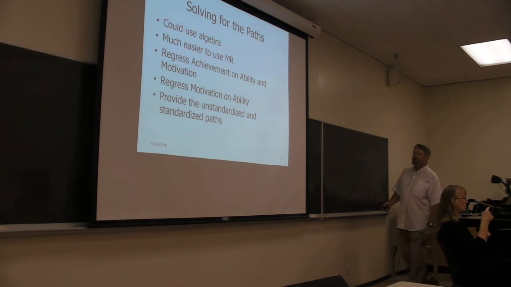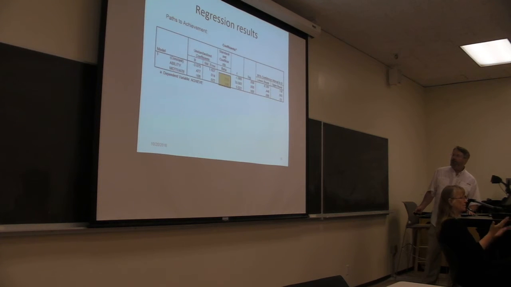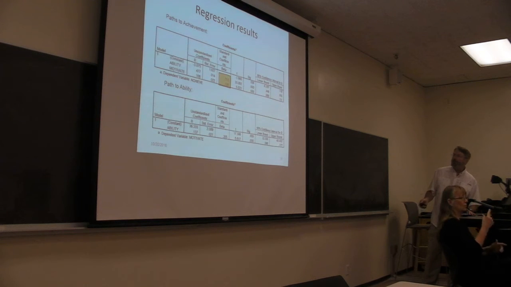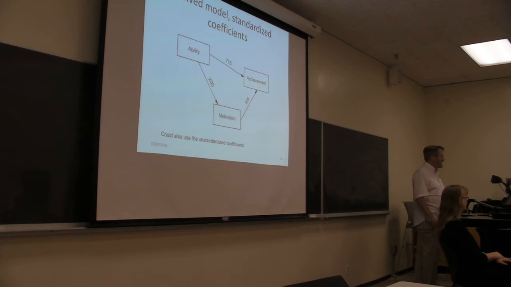And the regression coefficients, either standardized or unstandardized. Here I'll use standardized, but they're both used. The regression coefficients represent those paths. So here, for example, are the regression results. Here are the coefficients, standardized, pointing to achievement. Here is the coefficient from ability to motivation. And then there are the unstandardized coefficients. And now I can stick those in the model. And here are the standardized effects.